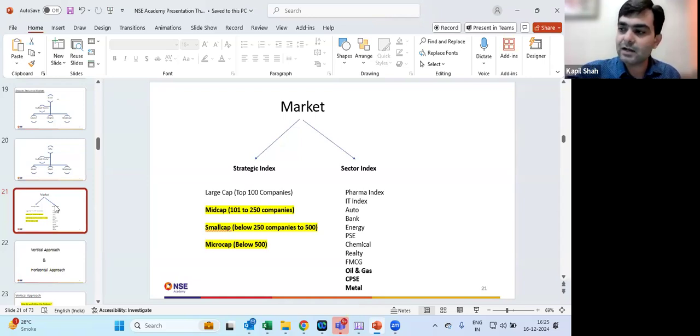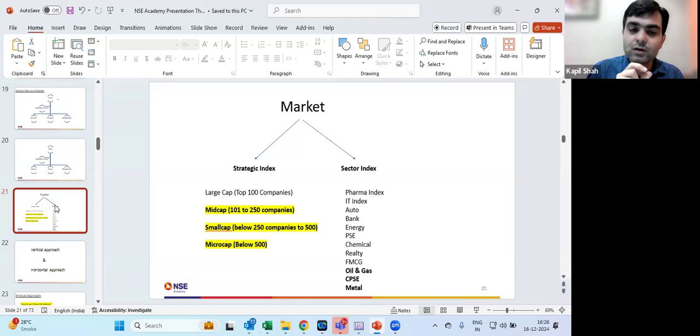So all these companies are strategic indices. As per the AMFI, the top 100 companies are the large cap. From 101 to 250, there is the mid cap. Below that, 250 to 500 is small cap, and below 500, these are all the micro caps. We have the Total Market 750 as well. So this is what the strategic index is.